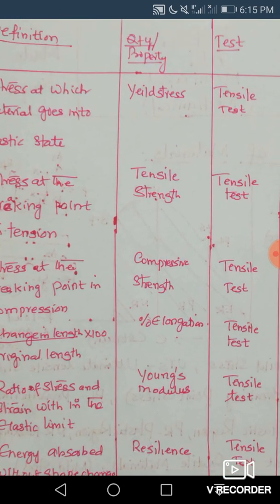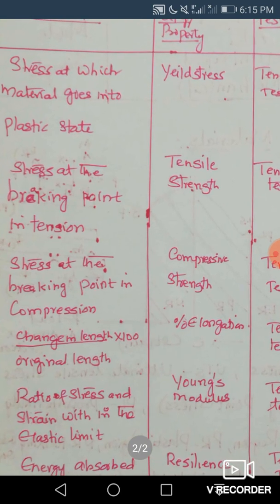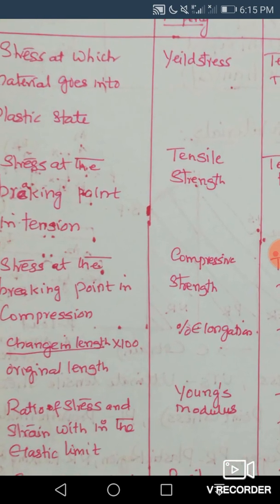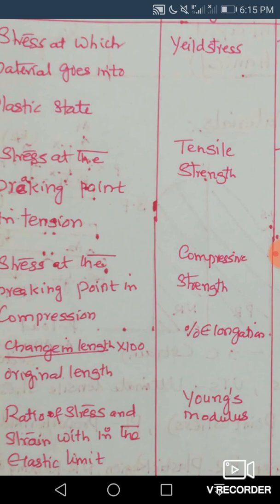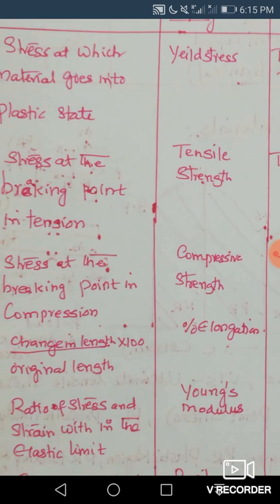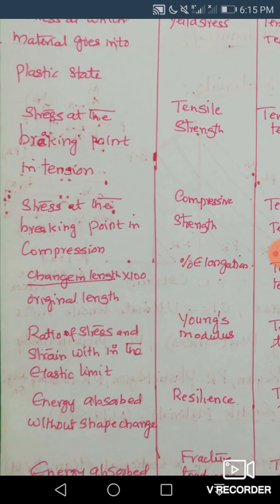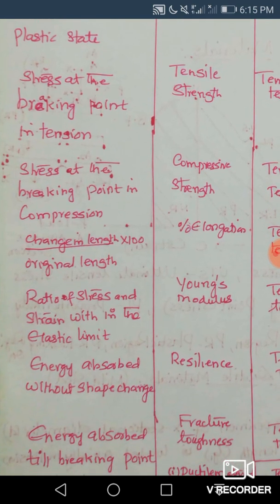Now, what is the yield stress? It is the stress at which the material goes into the plastic state. Tensile strength is the stress at the breaking point in tension. Compressive strength is the stress at the breaking point in the compression mode of failure. Next, percentage of elongation is the change in length by original length, that means (Lg2 minus Lg1) by Lg1 into 100. And Young's modulus, you know, is the ratio of stress and strain within the elastic limit.